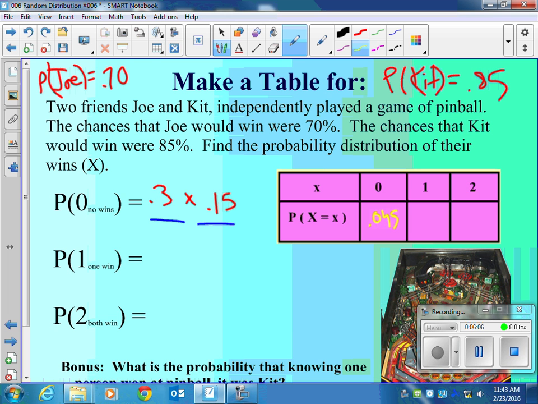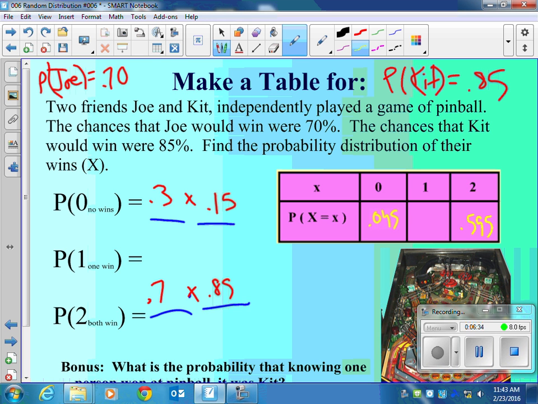What if they both win? Well, that's 2 slots again. And you have probability of Joe winning is 0.7, and then of Kit winning is 0.85. Now this one's kind of nice. This one's point what? Give me 3 decimals. 0.5. A little louder. 95.